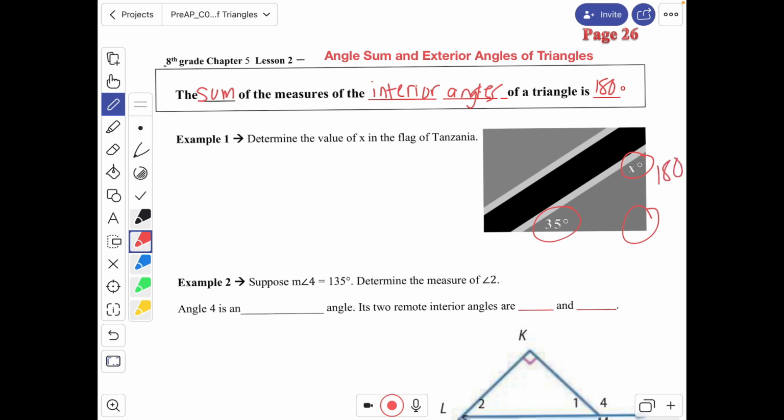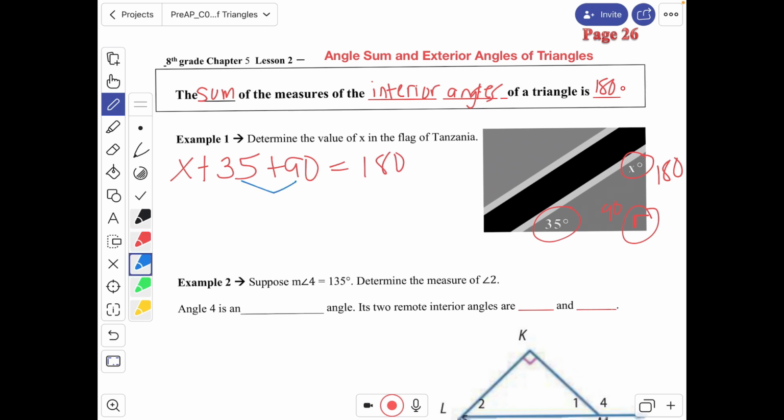This plus this plus this equals 180. And this one that they didn't mark over here, that looks like a right angle. So we know that one's 90. Determine the value of x in the flag of Tanzania. So if we put all three of those angles together, x plus 35 plus 90, they should equal 180.